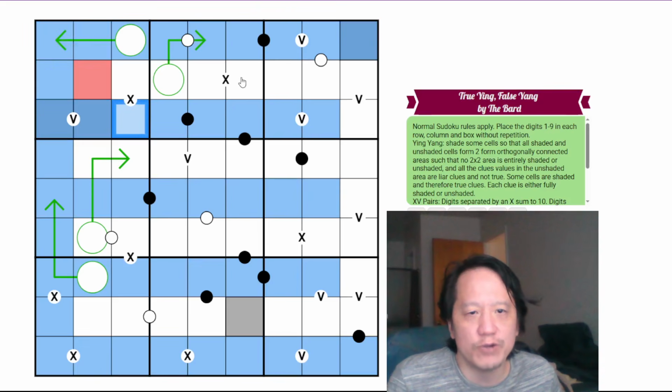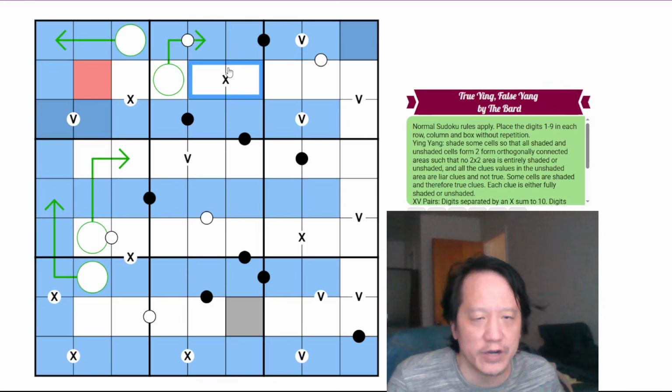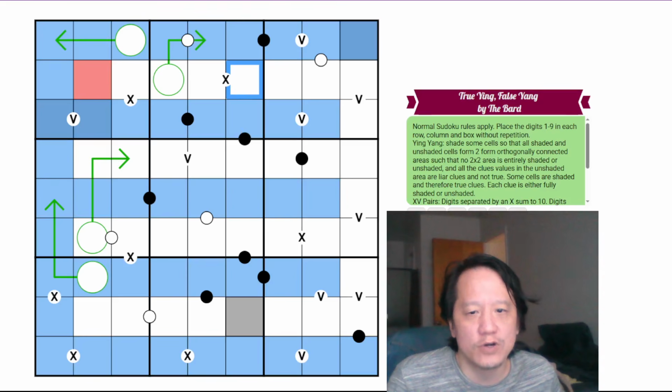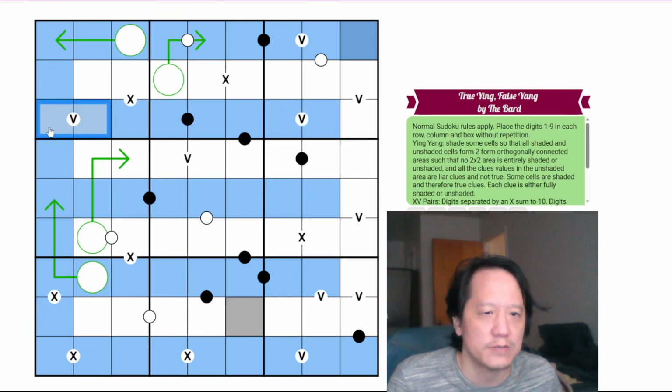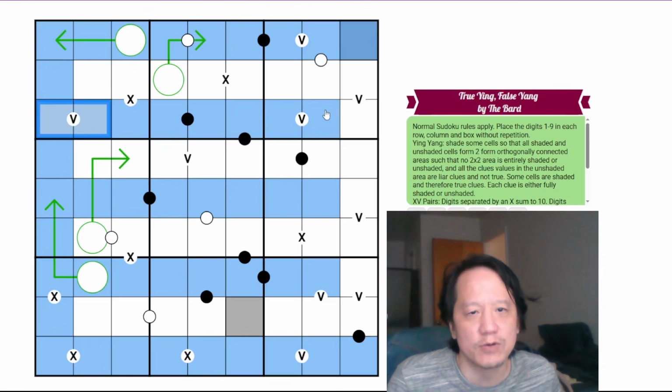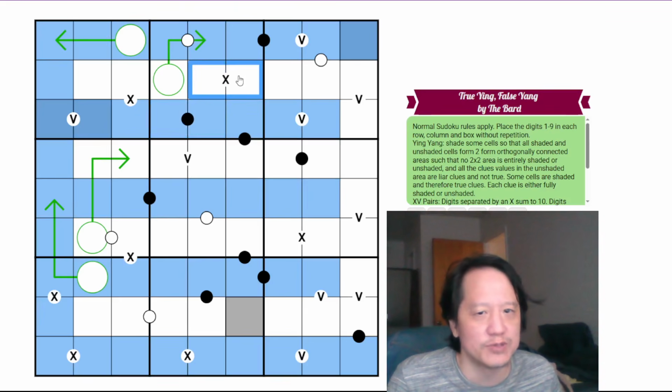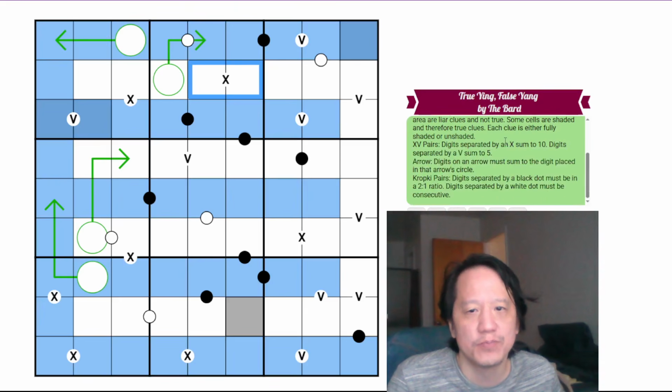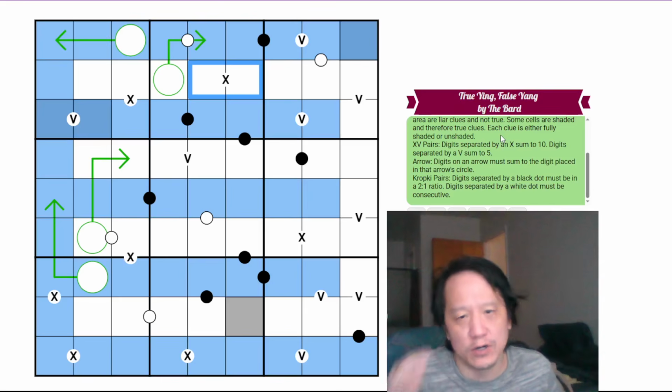And we also know clues values in unshaded areas are liar clues and therefore not true. So, for example, this doesn't quite work because these two cells should be the same shading no matter what. But we know these two cells are correct, right? If this was a valid shading, these would be fully correct, these would be fully correct, as would these. And these would not be correct, so these would not add up to 10 as a value. So what are the clues we have?